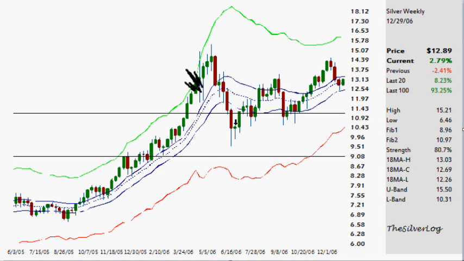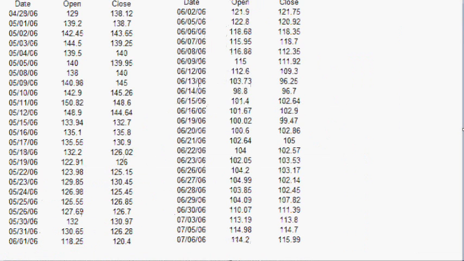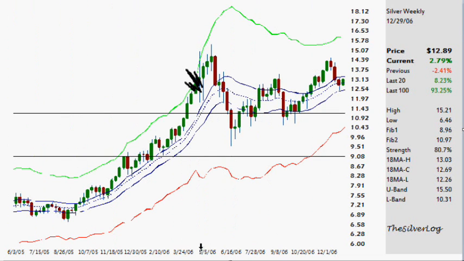This is when SLV came into play. But we notice this is May of 2006. In fact, I got the exact date when it did open, and that is April the 28th. So therefore, yeah, roughly in here somewhere.